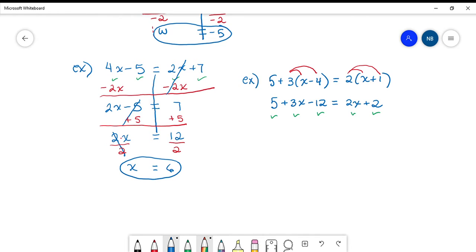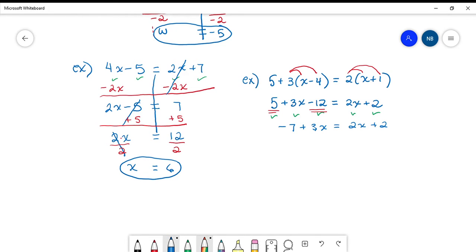On the left, I have like terms of 5 minus 12. Those are both constant terms. 5 minus 12 is negative 7. Recopy plus 3x, recopy the equals, recopy the 2x plus 2.